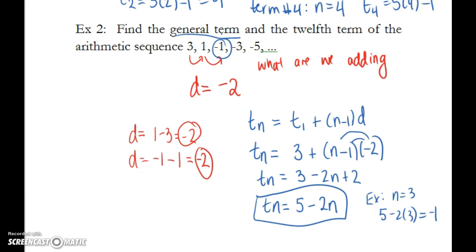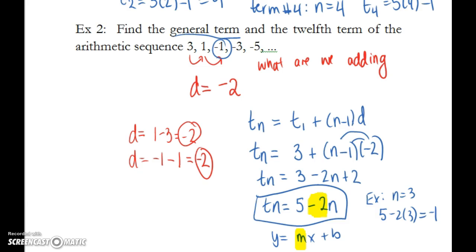Again, notice that it's in the form y equals mx plus b, and this time your slope m corresponds to the negative 2, right? It's the thing in front of our variable x or n, and that is our value d.